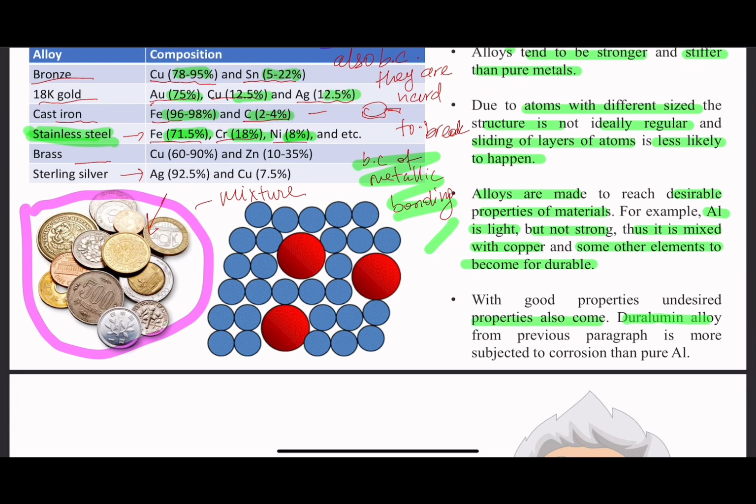With good properties, undesired properties also come. For example, duralumin alloy from the previous paragraph is more subjected to corrosion than pure aluminum. So pure aluminum is going to have corrosion, like on the layer, you will see corrosion. But when you make an alloy, you can prevent the corrosion.